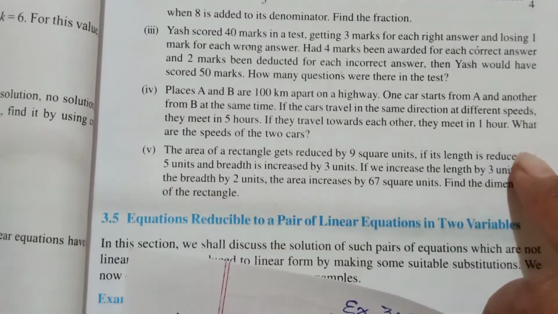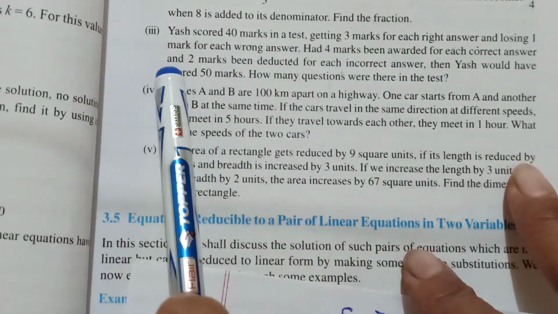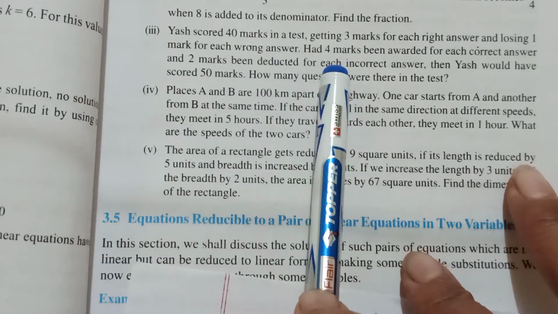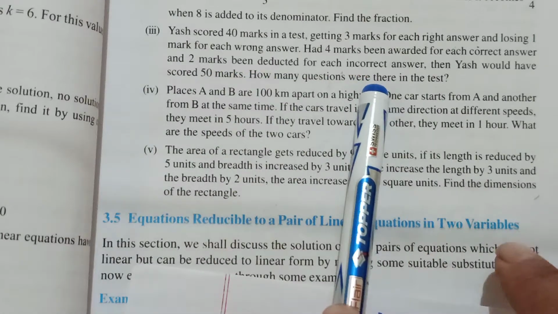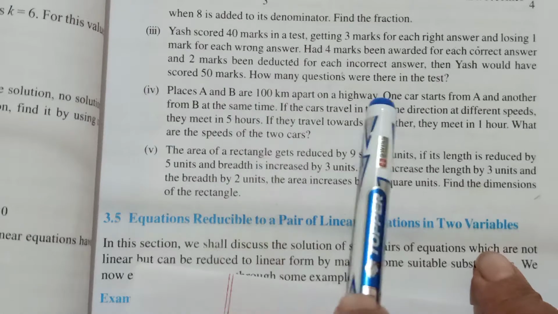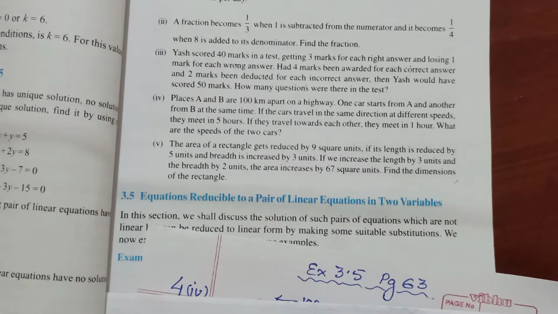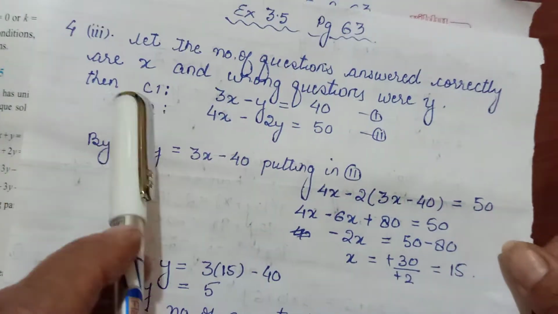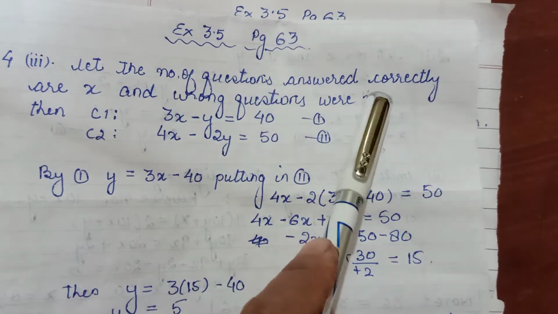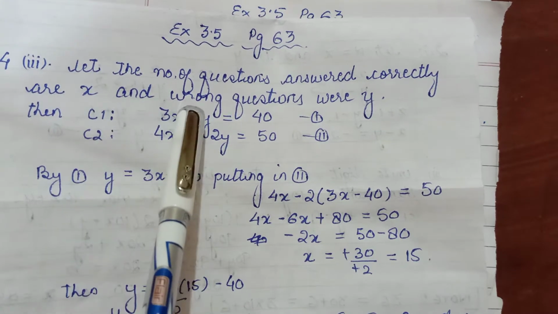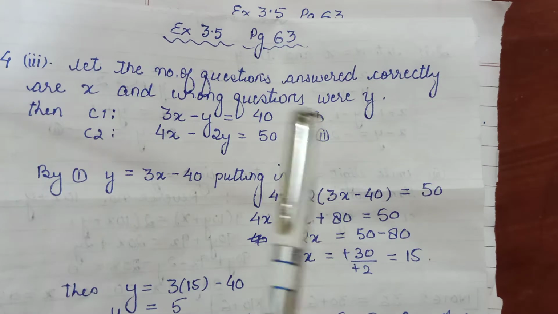Now the third one is: Yash scored 40 marks in a test, getting 3 marks for a right answer and 1 mark being deducted for a wrong answer. Had he got 4 marks for a right answer and 2 marks deducted for incorrect answers, then he would have scored 50 marks. Then you have to find the number of questions that were there in the test. So what we will do here is, we will first consider wrong and correct answers. Let the number of questions answered correctly be x, and the number of questions answered incorrectly be y. These are the two we'll have to assume.